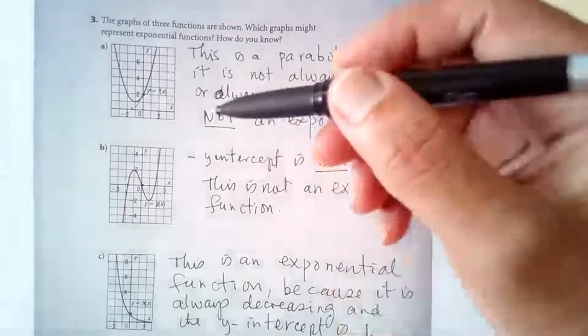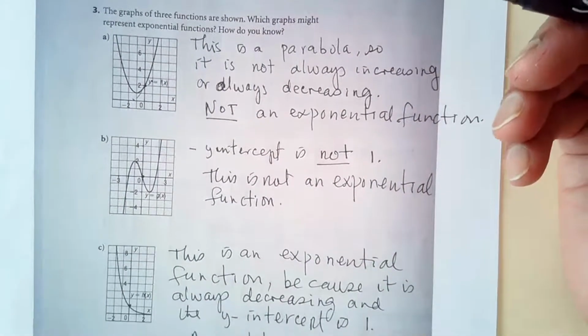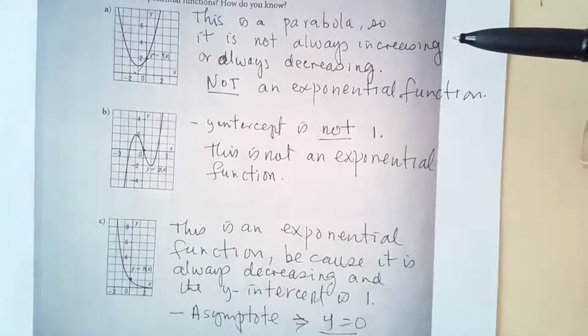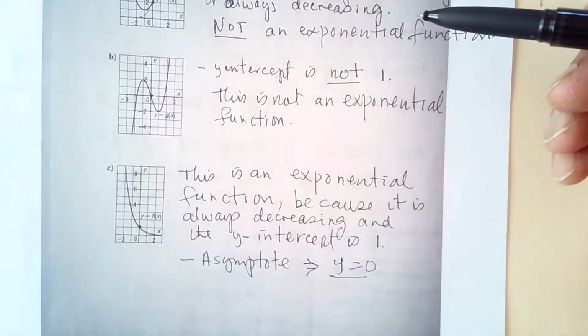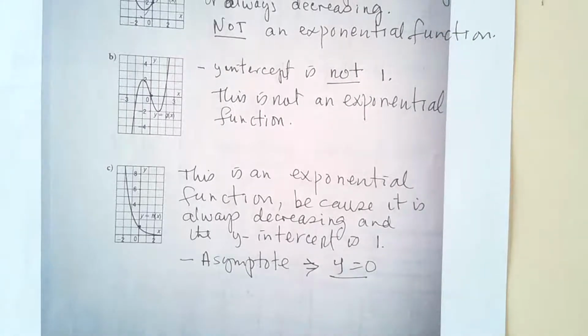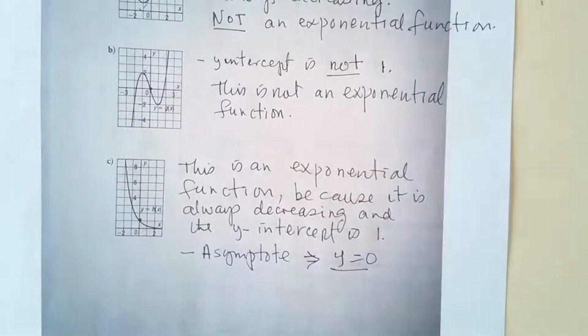So the first is a parabola, so it's not always increasing or always decreasing. So it's not an exponential function. The second, the shape is not an exponential function because it's not increasing, and the y-intercept is not at 1. And the third is an exponential function because it's always decreasing, and the y-intercept is at 1, with an asymptote at y equals 0.